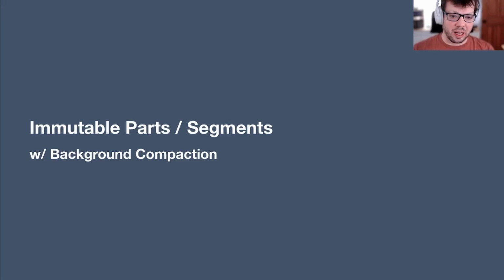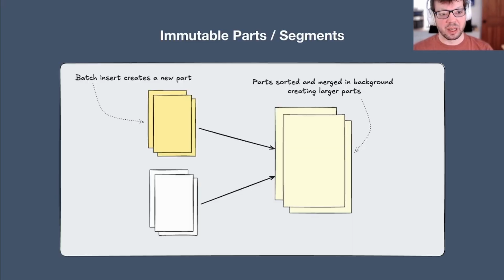Then we have immutable parts or segments with a background compaction process. This builds on the append-only nature of the time series database, but adds this background compaction so that we're further optimizing the storage and the ordering of the data so that it can be read even faster. What that looks like is we have batch inserts, which create new parts or partitions, or in some databases, they're called segments, right? And those segments are then merged in the background with existing data into larger and larger parts that can then be read more efficiently because all of the data is laid out in a nice ordered fashion.